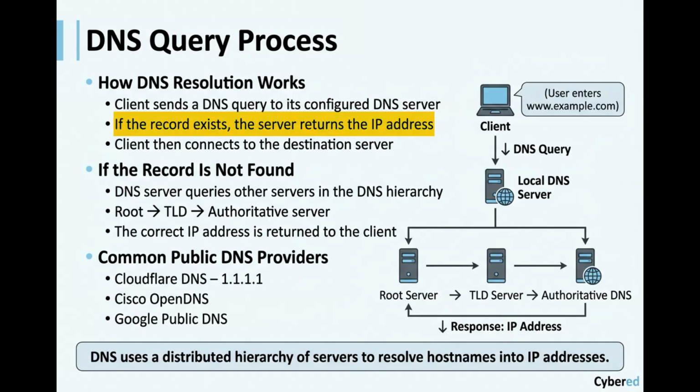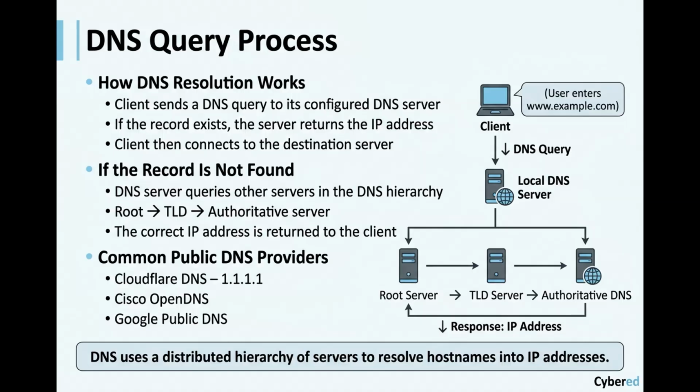When a device needs to resolve a hostname, it sends a DNS query to its configured DNS server. If the server has the record, it returns a DNS reply containing the corresponding IP address. The client can then use that IP address to communicate with the destination server. If the DNS server does not have the requested record, it can query other DNS servers within the DNS hierarchy until the correct record is found, and then return the result to the client.